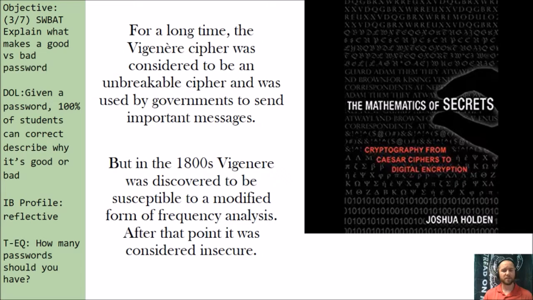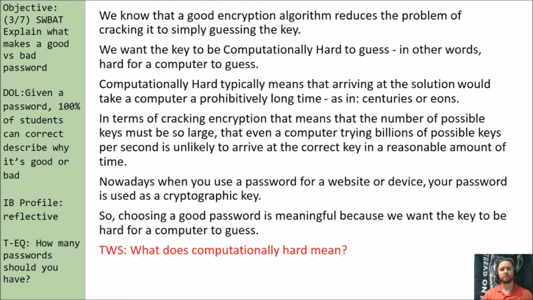For a long time, the Vigenère cipher was considered to be an unbreakable cipher and was used by governments to send important messages. But in the 1800s, Vigenère was discovered to be susceptible to a modified form of frequency analysis. After that point, it was considered insecure. We know that good encryption algorithms reduce the problem of cracking it to simply guessing the key. We want the key to be computationally hard to guess. In other words, hard for a computer to guess.